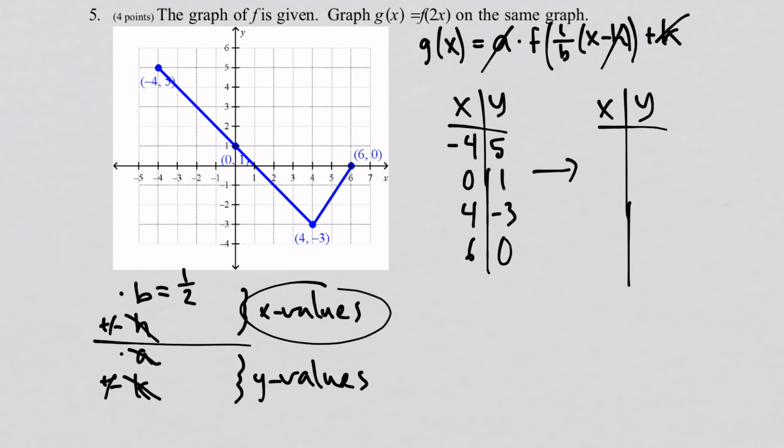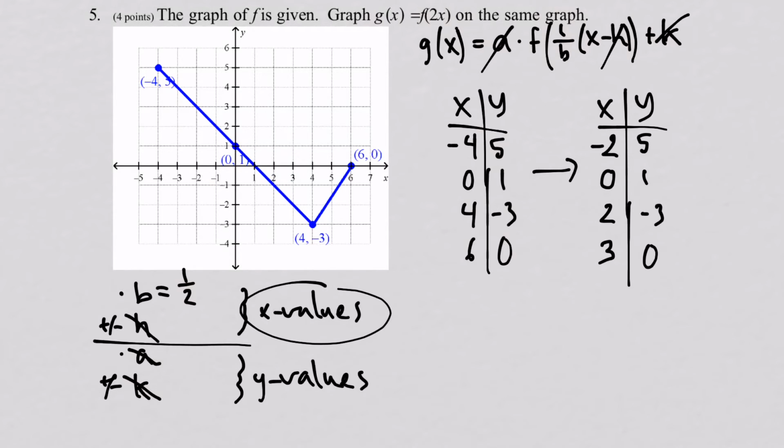So -4 times 1/2. So you know what? Let me write the y values here because they're not going to change. Let's do the x values now. -4 times 1/2 is -2. Remember, when you're multiplying by 1/2, you're basically cutting it in half, right? That's what it means. 0 times 1/2 is still 0. 4 times 1/2 is 2. And 6 times 1/2 is 3. And those are your new points.